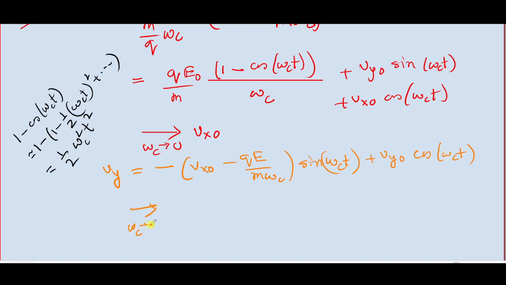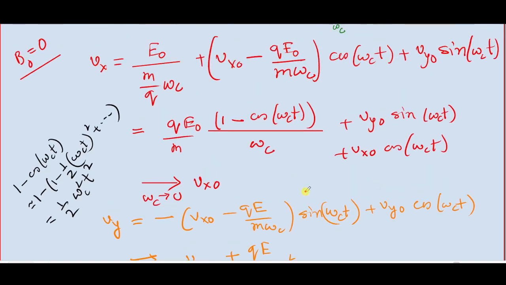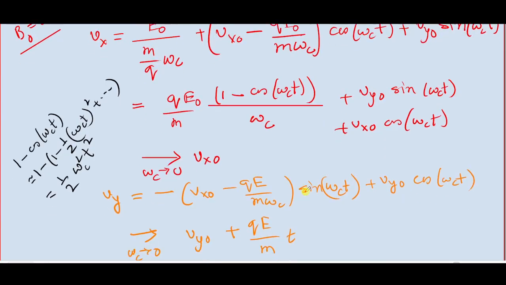So the limit omega c goes to 0, this gives you Vy0 plus qE by m limit of sine omega ct by omega c, and using the very, very justly famous fact that sin x by x goes to the limit 1 as x goes to 0, it's easy to see that this limit is simply t. So as far as the velocities are concerned, we do get uniformly accelerated motion. Vx stays the same, there is no acceleration in the x direction. Vy increases linearly with time with the acceleration of qE by m.